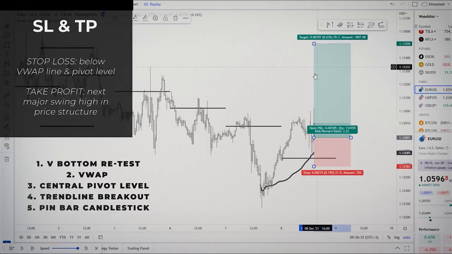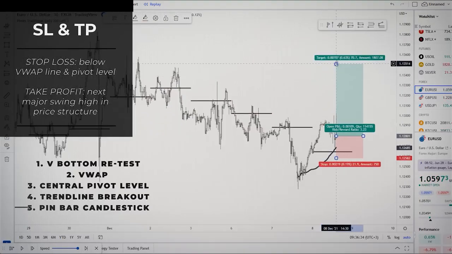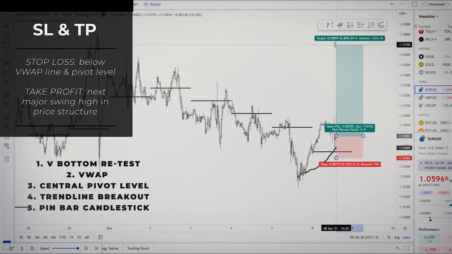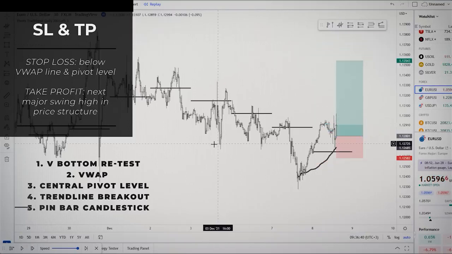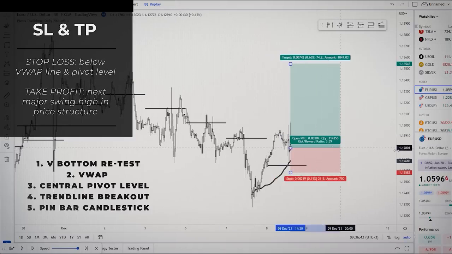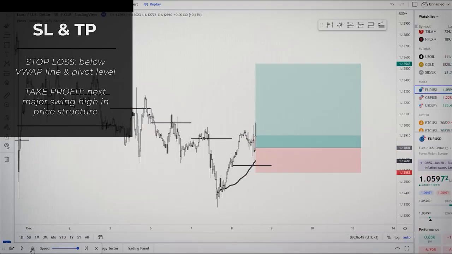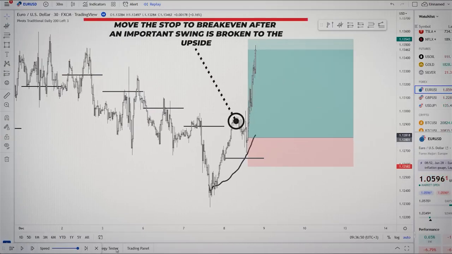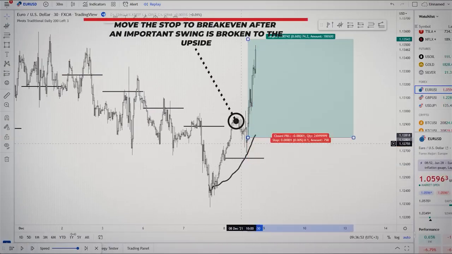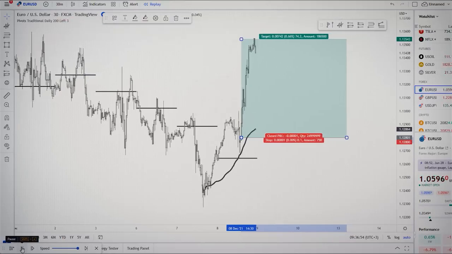Stop loss placement below VWAP and below the central pivot point, and we target this swing high, a risk to reward ratio of around 3. As price broke this swing, we remove the risk from the trade, and we move our stop to our entry point.